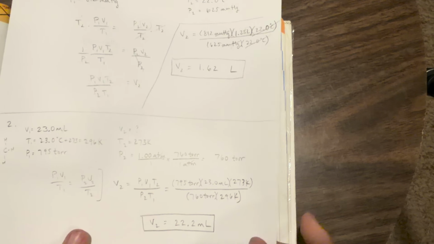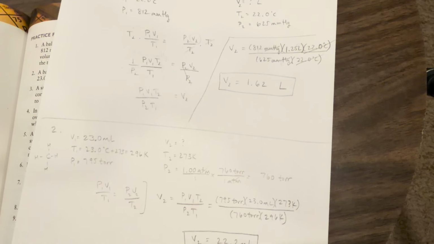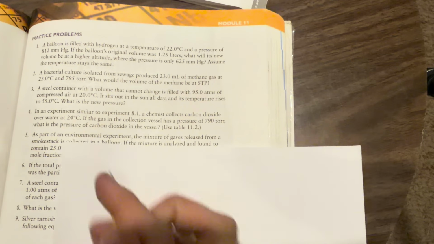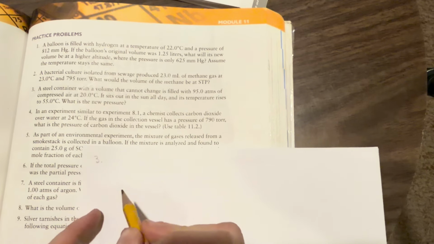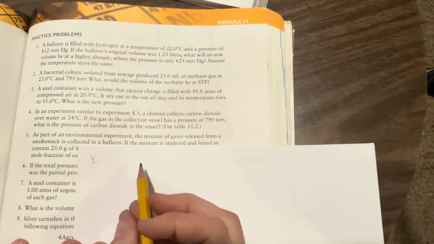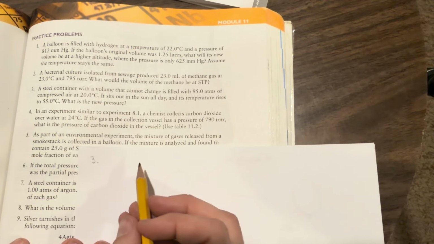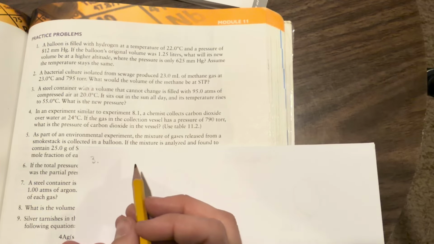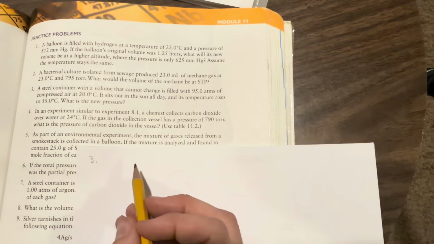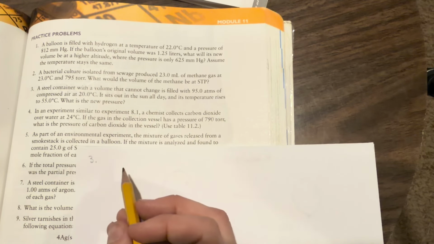3 significant figures, since everything up here has 3 sig figs. All right, number 3. A steel container with a volume that cannot change is filled with 95 atms of compressed air at 20 degrees Celsius. It sits out in the sun all day and its temperature rises to 55 degrees Celsius. What is the new pressure?